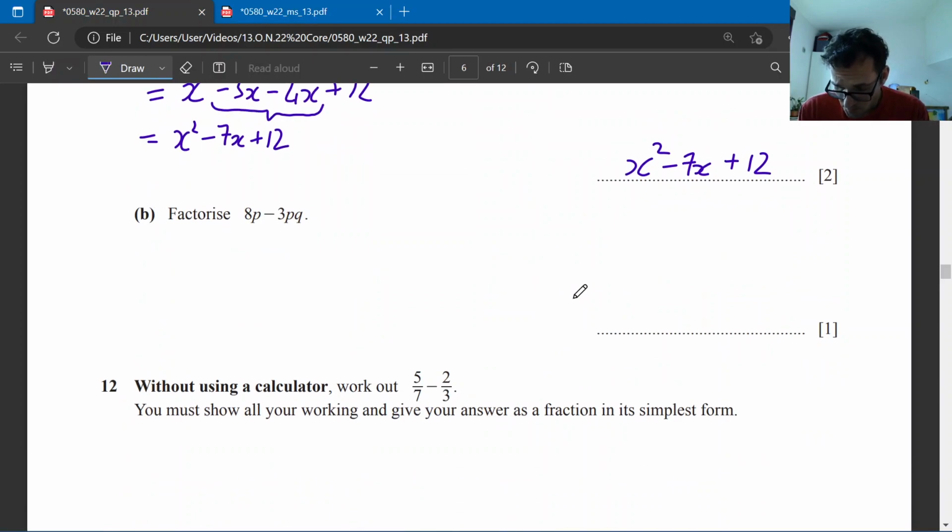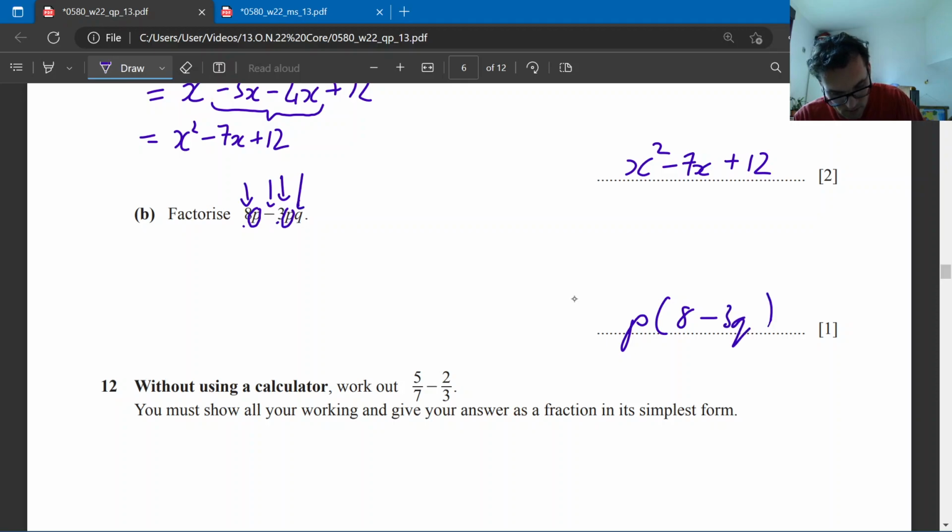Factorizing. This is now the opposite. When we make brackets, we need to find the common factor of 8p and 3pq. There is no number in common. The only common factor I see here is p. Take that p out, put it in front of a bracket, and then what's left there is an 8, a minus, and a 3q. Always double check: p times 8 is 8p, and p times minus 3q is minus 3pq. That's it. It's done.